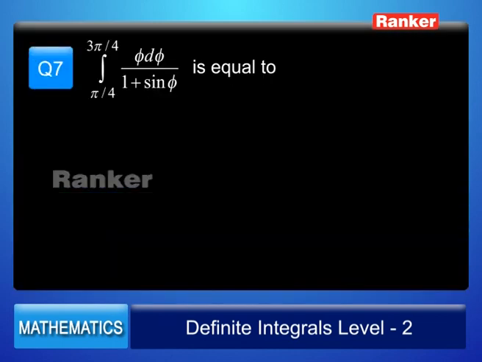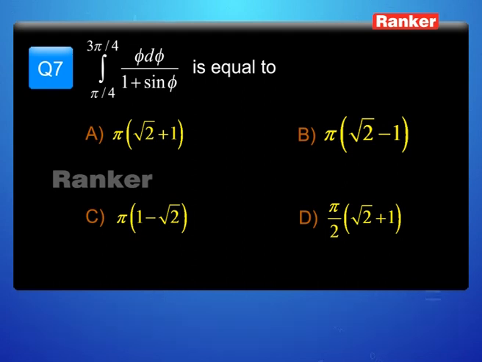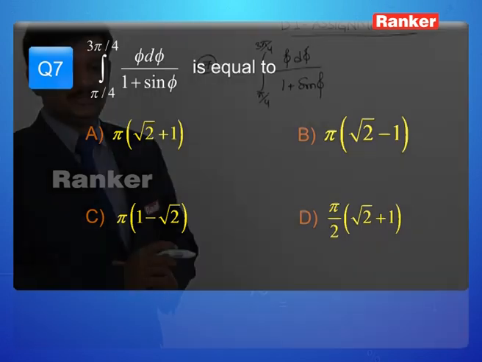Next question, integral pi by 4 to 3 pi by 4 phi d phi by 1 plus sin phi is equal to option A pi into root 2 plus 1, option B pi into root 2 minus 1, option C pi into 1 minus root 2, and option D pi by 2 into root 2 plus 1.